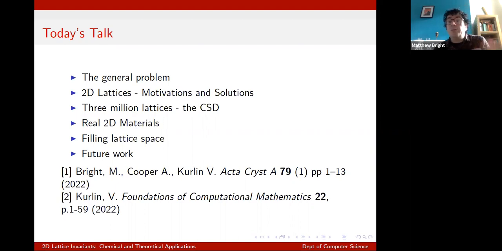it generates all or some reasonably large subset of all possible lattices at frequencies we would expect to see, which is a more complicated question than you'd think. We're going to talk about how we've had a look at that and found that the answer is perhaps a little surprising, or a little more surprising than we would originally expect.